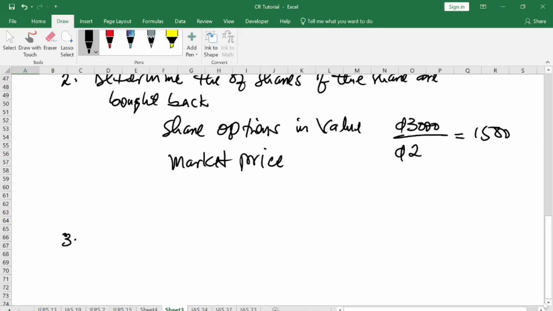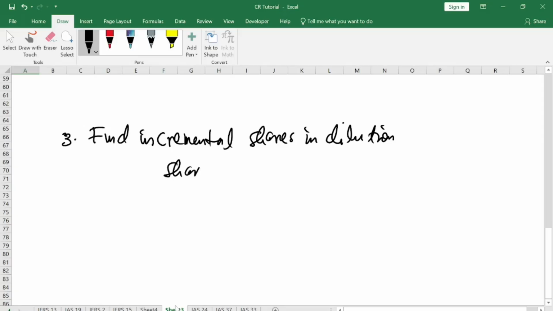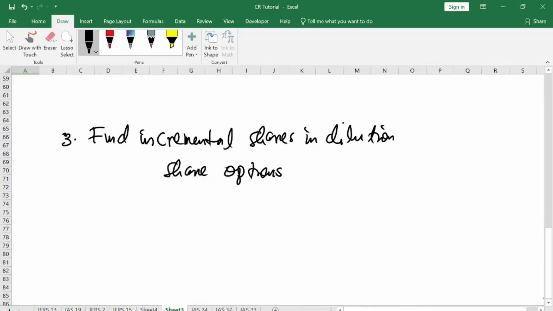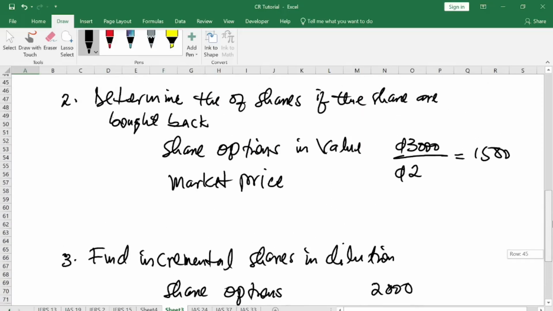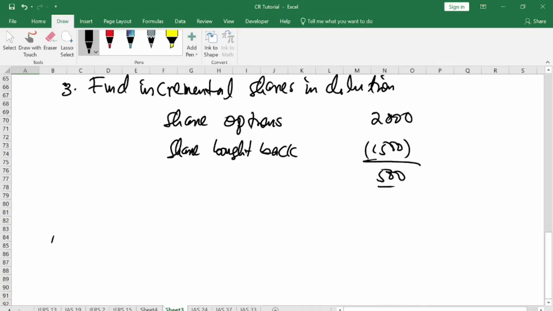So at the end, step 3, you find the incremental shares in dilution. What is the total share option? Your share options given in the question is 2 million, so you will have 2,000 here. And then shares bought back is 1,500. So that gives you 500 shares. So this becomes your incremental shares.